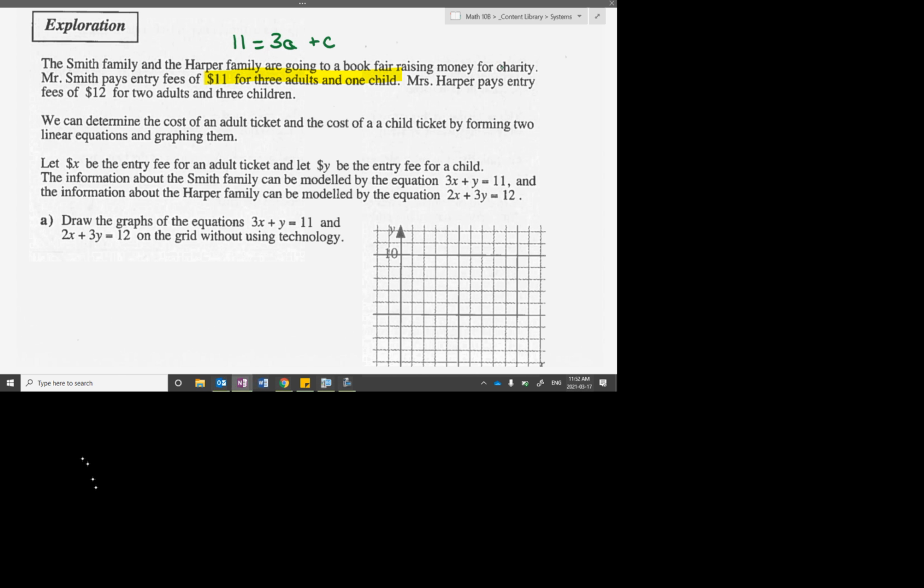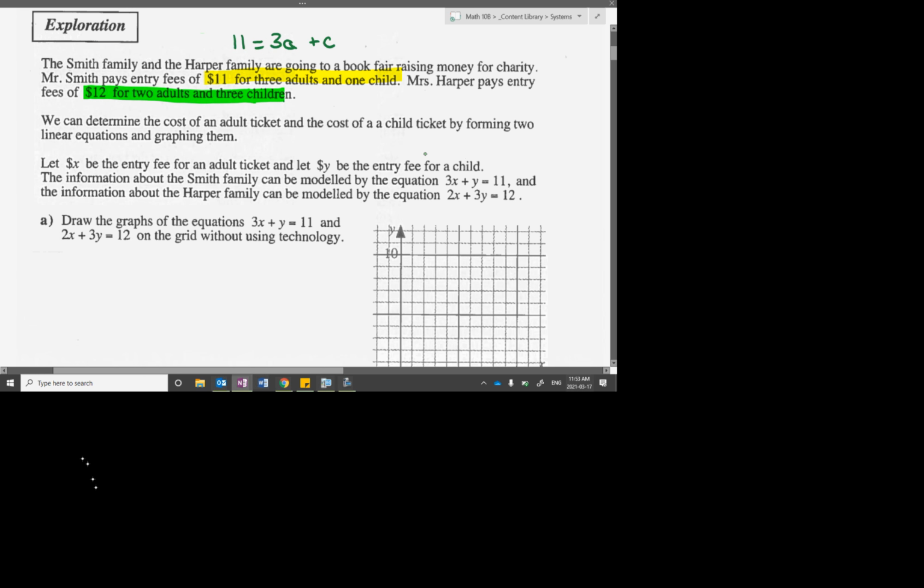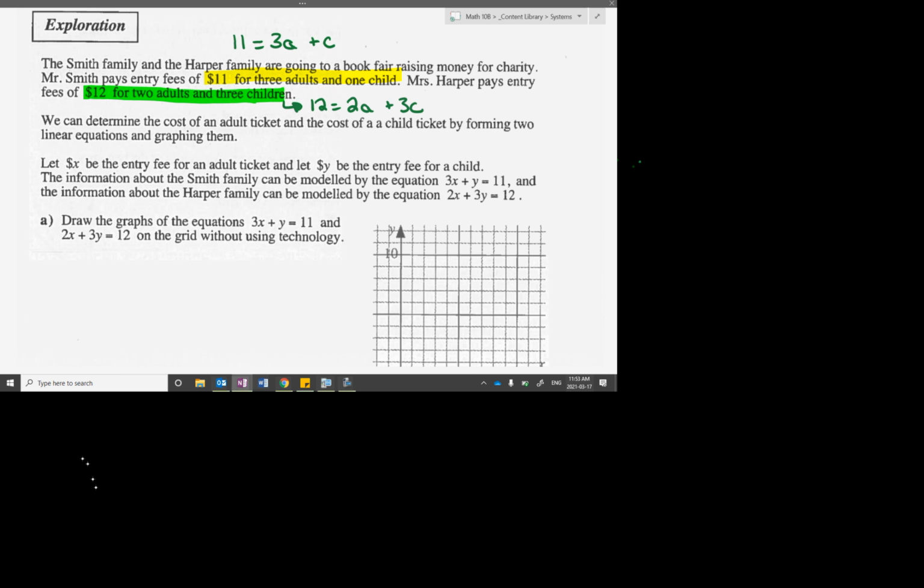Mrs. Harper pays for entry fees of $12 for 2 adults and 3 children. So slightly different scenario, or amount, I should say, same scenario. So her equation would be 12 is equal to 2a plus 3c. We can determine the cost of an adult ticket and the cost of a child ticket by forming 2 equations and graphing them. We've already formed those 2 equations.